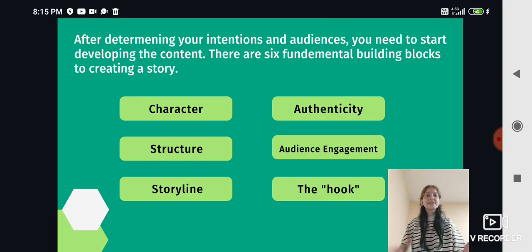Our next slide is: after determining your intentions and audience, you need to start developing the content. There are 6 fundamental building blocks to creating a story. As you can see here: character, structure, storyline, authenticity, audience engagement, and the hook. Character is important because, actually for me, the most important one is character. If you put a character in your presentation or a story who is relatable to the audience, it's easier to capture their attention to the plot, you know.